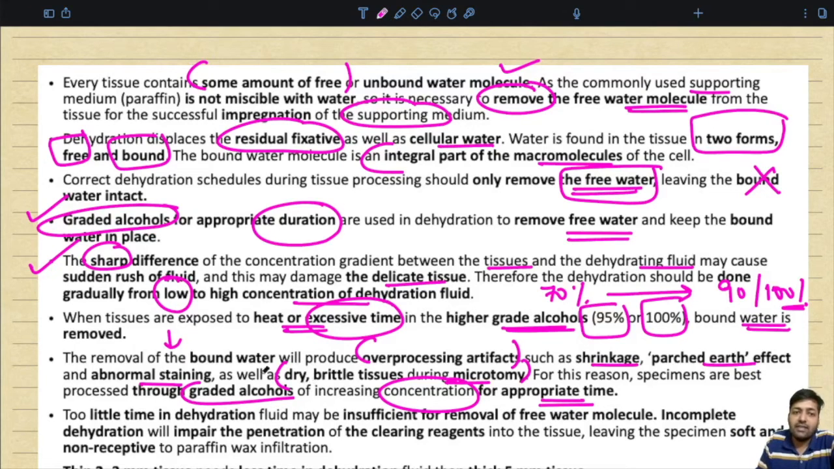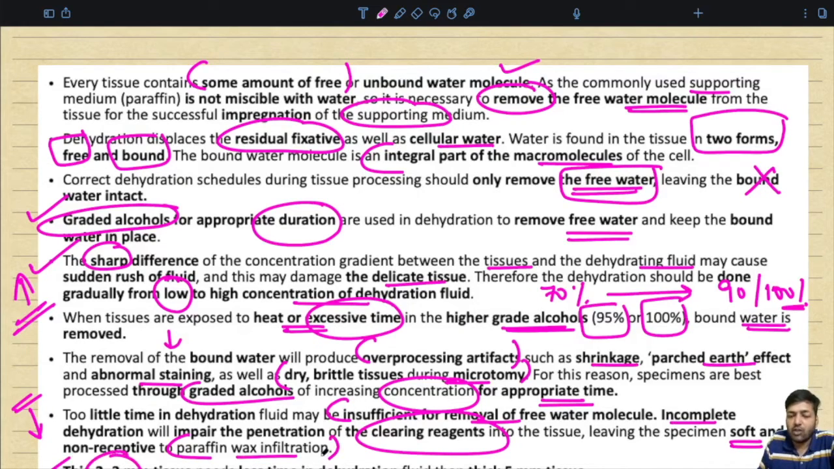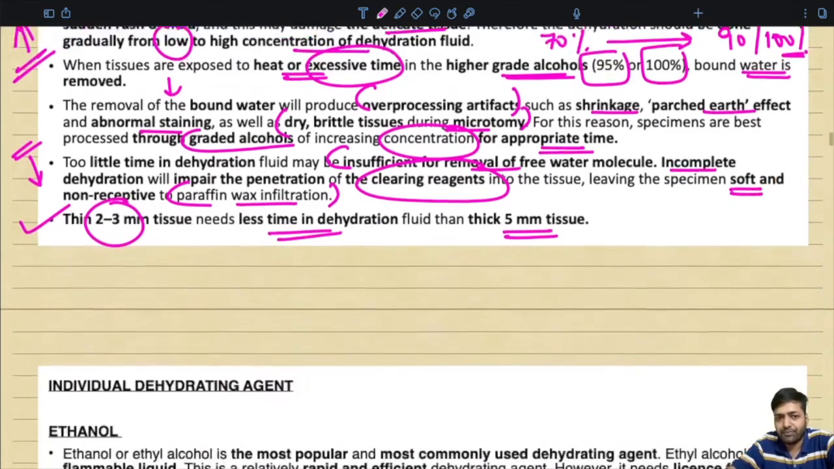So this is about increasing the duration of dehydration. What about if we reduce the duration, or if dehydration time is not adequate? Too little time in dehydration fluid may be insufficient for removal of free water molecules. Incomplete dehydration will impair the penetration of the clearing agent into the tissue, leaving the specimen soft and non-receptive to paraffin wax infiltration. Now, thin 2 to 3 millimeter tissue needs less time in dehydration fluid than thick 5 millimeter tissue.